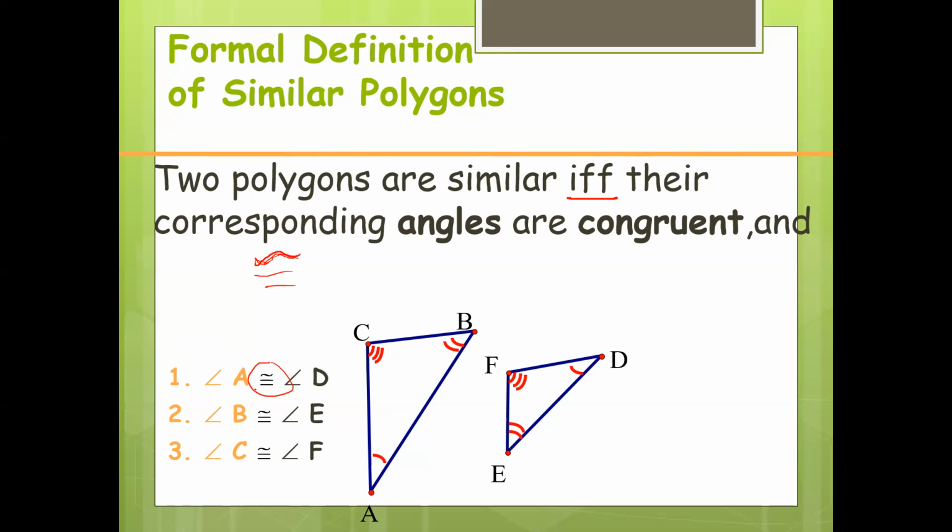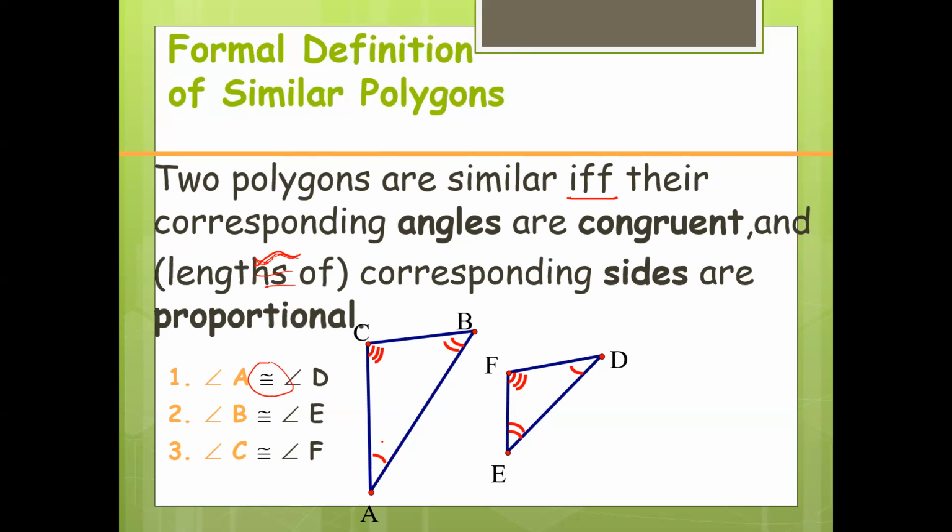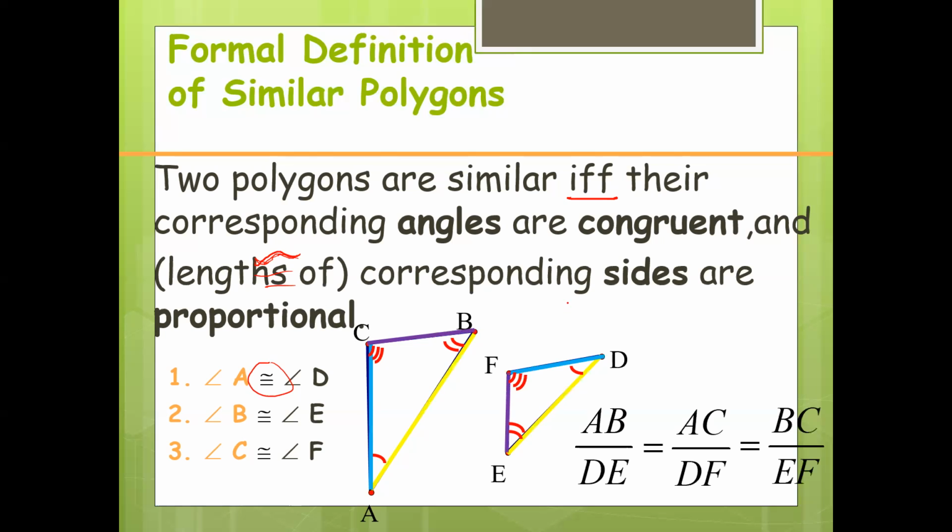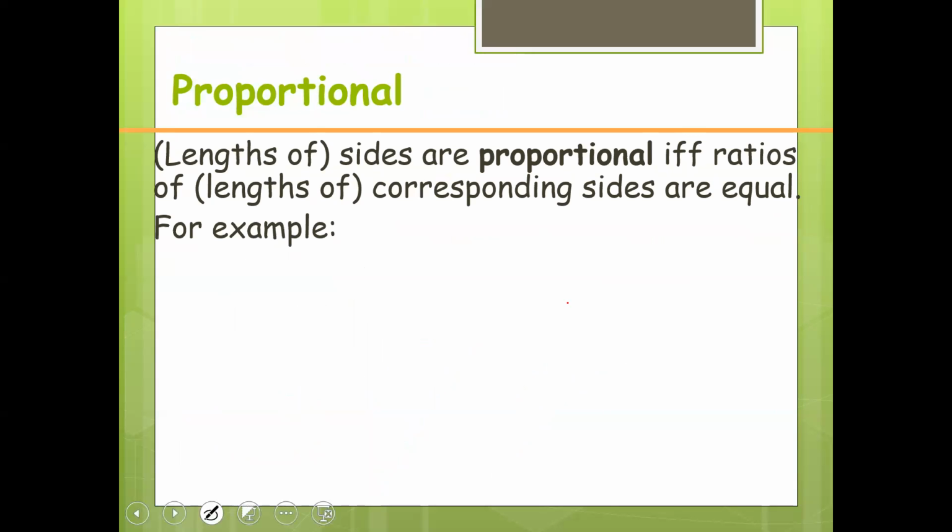Angle A is congruent because they correspond to each other. Same in measure, they are congruent, equal and similar. And then, corresponding sides are proportional. So, similar if their corresponding sides are proportional. When you say AB over DE is also equal to CA or AC over DF, which is also equal to CB or BC over EF, proportional means the ratios of the lengths of the corresponding sides are equal.